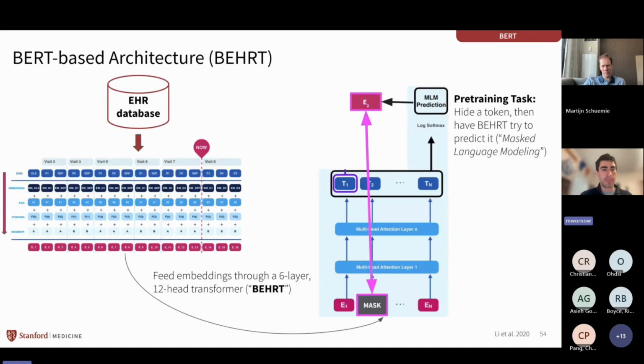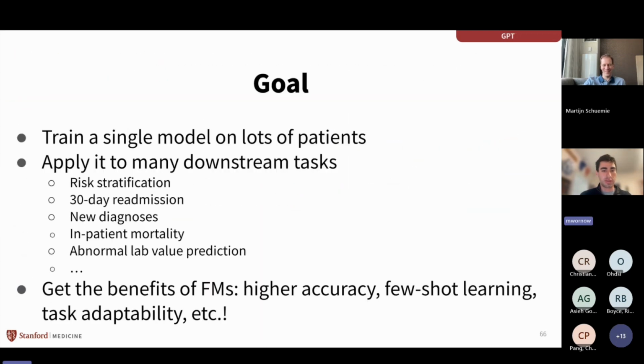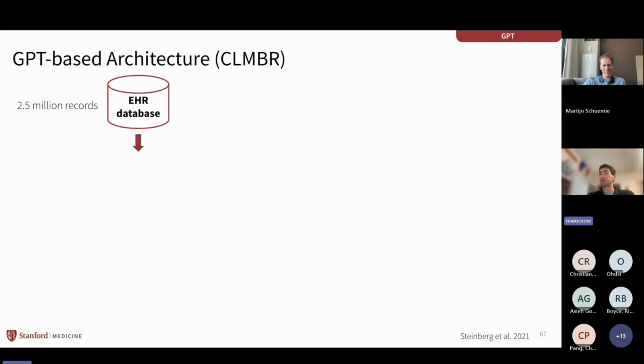Let me jump to Climber, since that is Ethan's work. So what does a femur look like? This is an example of a femur that Ethan trained called Climber. I know there's a lot of acronyms now, but Climber is the name that Ethan gave this model, which is based on a GPT-style architecture. Autoregressive decoding is what you call it. To train this femur called Climber, Ethan looked at Stanford's EHR database of 2.5 or 3 million records.